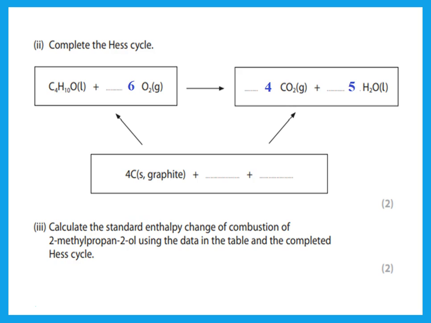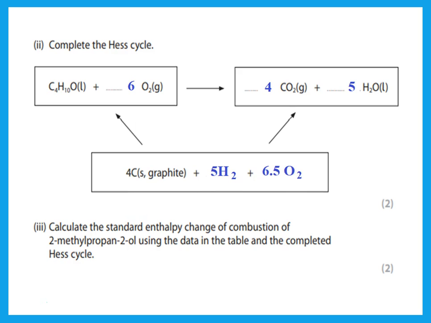Remember that you're forming all of these from its elements. So which elements do I need? I need carbon, okay, so that is 4 carbons. I also need hydrogen. Now, how many hydrogens do I need? I need a total of 10 hydrogens, so that is 5H2. I also need oxygen. I need a total of 13 oxygens, so that is 2 times 6.5.